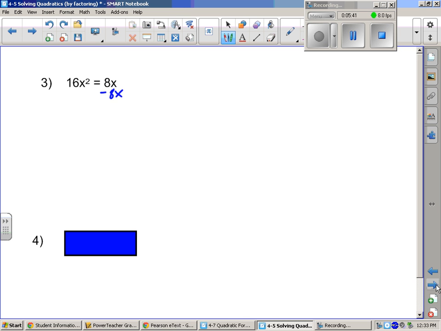All right. This is definitely not standard form. I am going to move the 8x over, so it's equal to 0. So I'll have 16x squared minus 8x equal to 0. Now, it's still kind of not standard form. The c value is actually a 0.